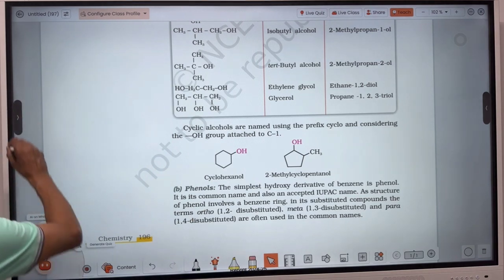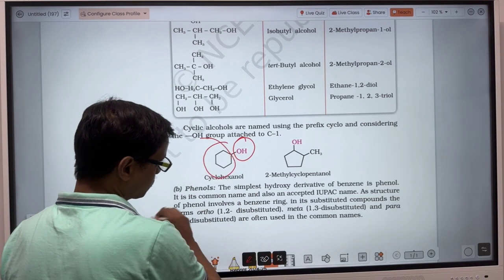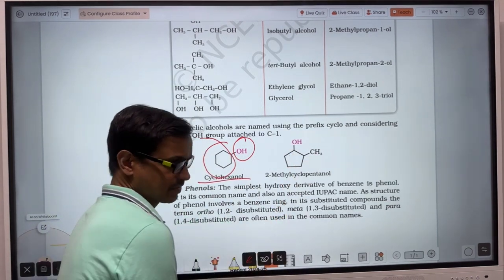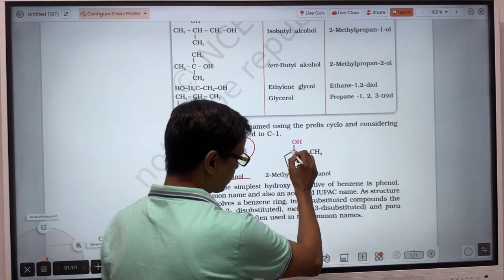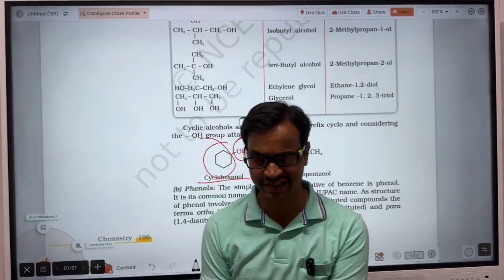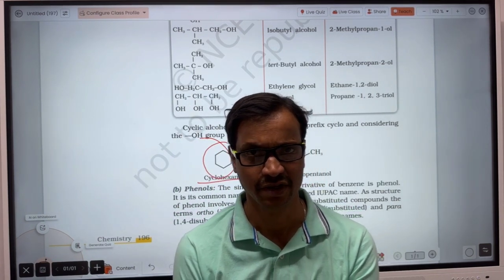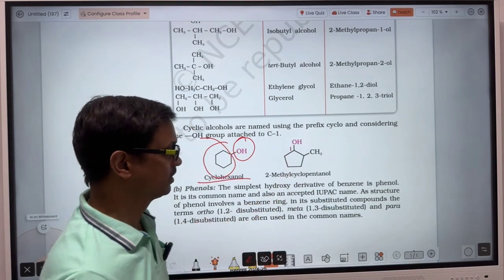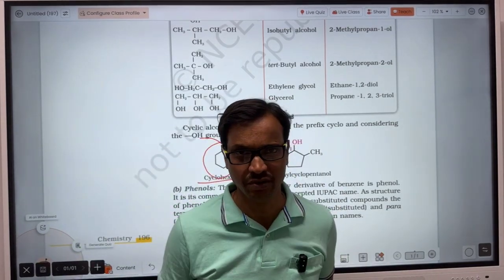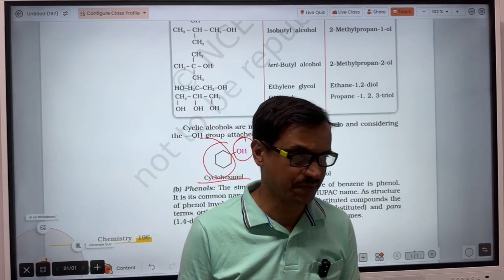About this compound here, how to write? OH has been bonded to the cyclohexane, so that's why cyclohexanol. Now here not only OH has been bonded, so you have to do the numbering. That means the carbon atom of the cycloalkane which is bonded to the OH will get the first position. And then you go clockwise or anti-clockwise.